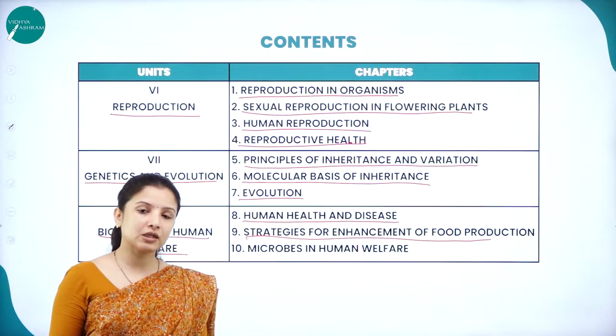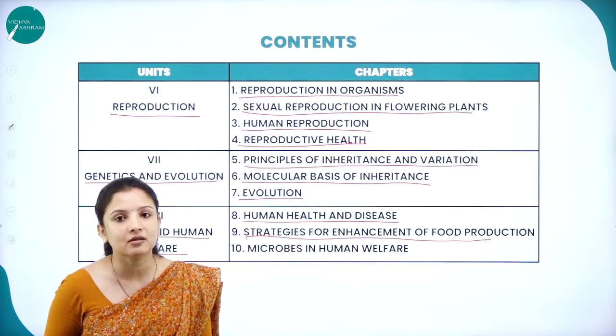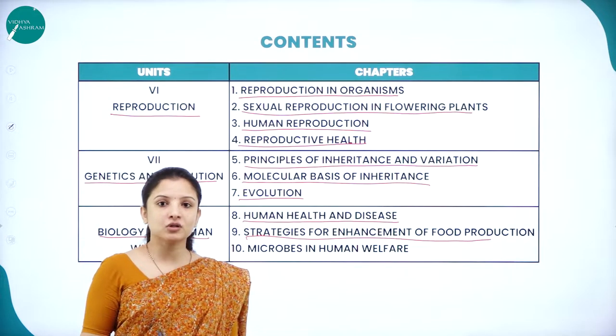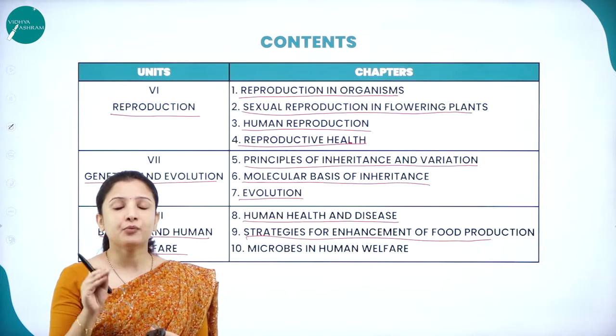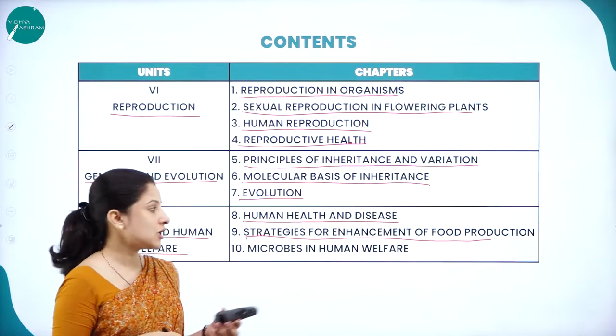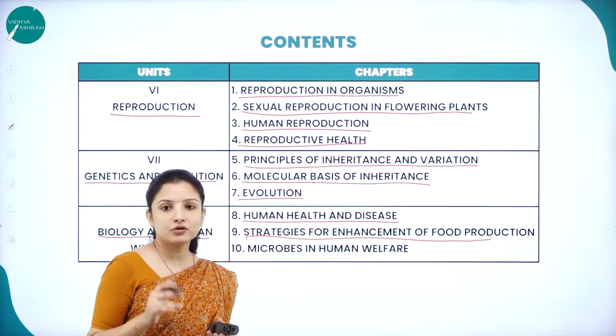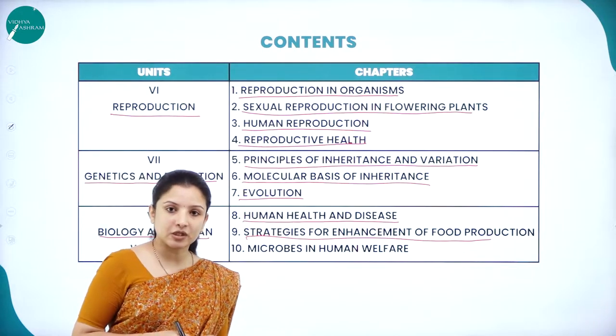And in order to meet the food needs of that population, a lot of advanced technology has to be put forth in developing new varieties of hybrid plants so that the population should not starve or there should not be scarcity of food. So all those strategies to increase food production, we shall study under this particular chapter 9.